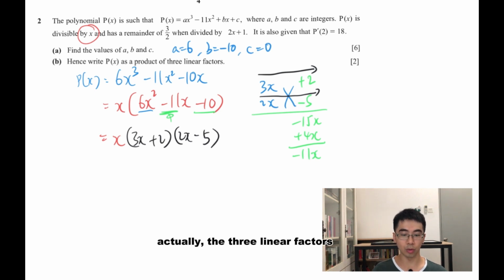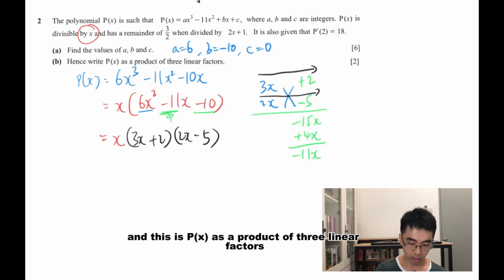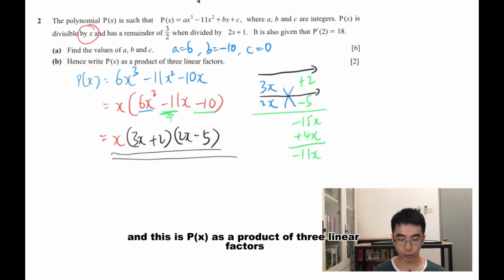That's it. All right, so the three linear factors should be x, and then 3x plus 2, and then 2x minus 5. And this is the p of x, yeah, as a product of three linear factors.